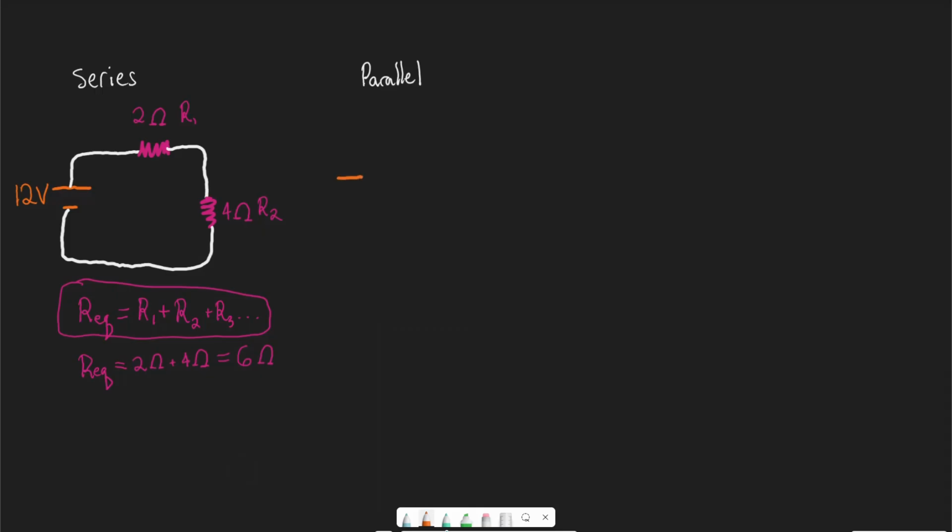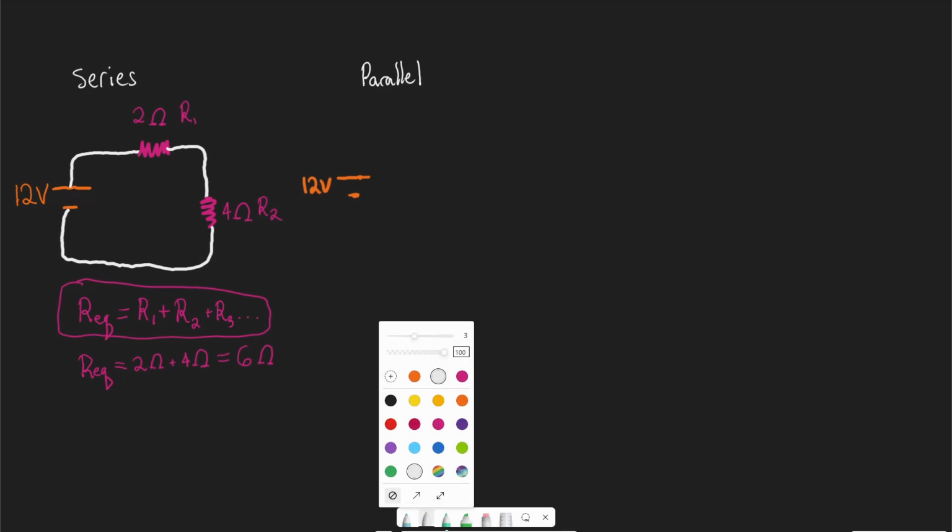So let me go again ahead and draw the battery. So we've got a 12-volt battery. And then we've got the circuit. But now let's say that the current is divided into two parallel pathways, looking something like this. And then we've got resistors on both sides. And then they're going to rejoin at some point.